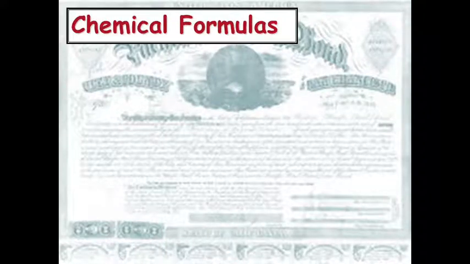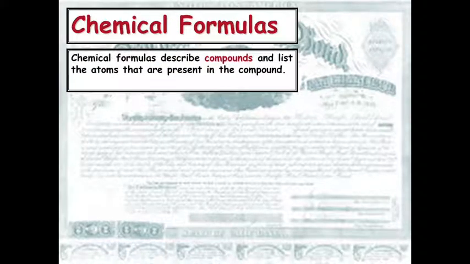Yay Notes, today is all about the chemical formula. Now the first thing we need to know is what a chemical formula is. A chemical formula is a list of all the different elements that are in a compound. It's not only a list of the elements that are there, but it's also the number of elements that are in that compound.